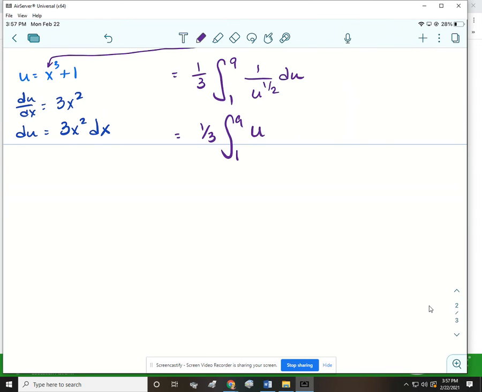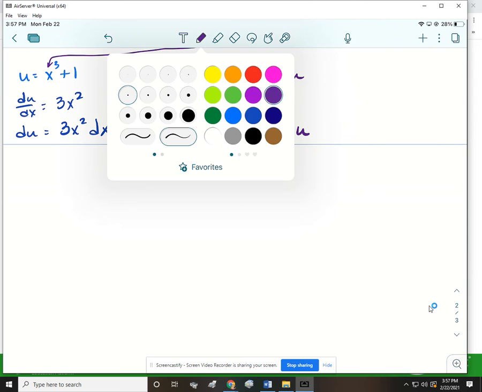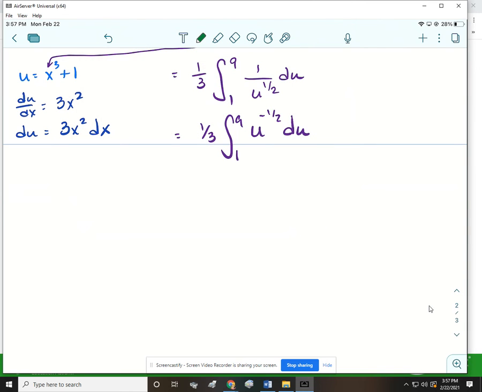So that I would want to write that as u to the negative 1/2. Okay, so now we're ready to find the antiderivative. So that 1/3 is going to hang out. Okay, so we're going to add 1 to negative 1/2, and our new exponent is going to be 1/2. And we would divide by 1/2.